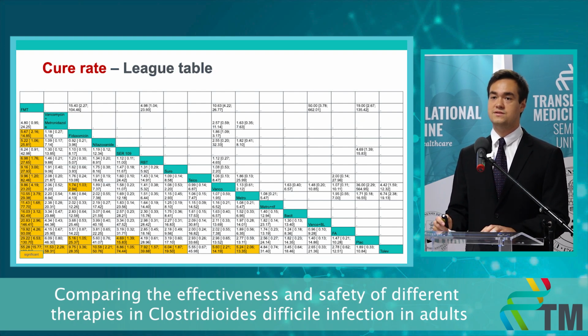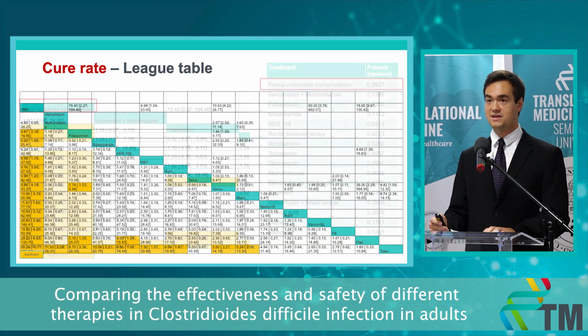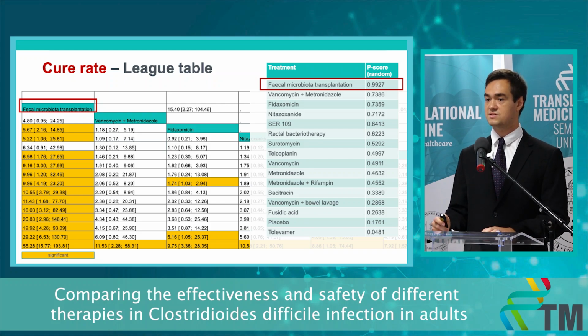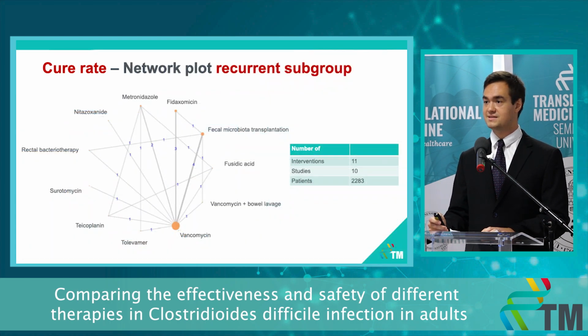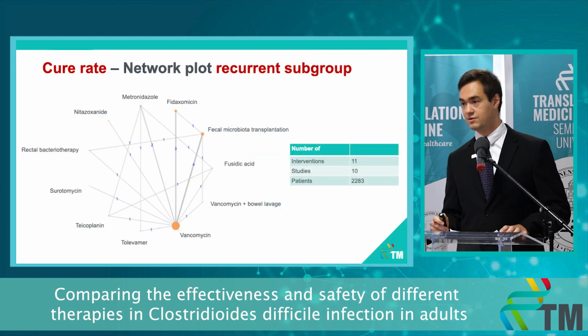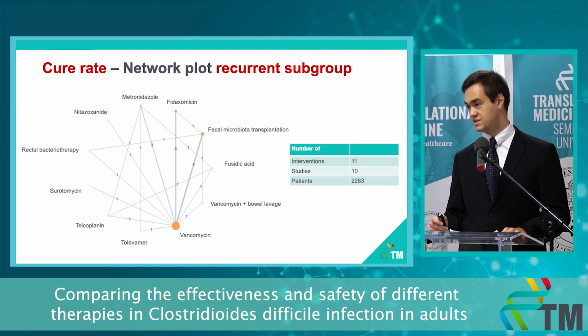We marked all the mathematically significant results here with orange. This result, especially the fact that FMT is mathematically significantly better compared with other treatments, and the fact that FMT's p-score is also mathematically significantly larger than the other treatments', we can say that in the case of cure rate globally, the best possible treatment is FMT. But let's see what's the situation in the subgroups. So let me introduce to you first the recurrent subgroup.